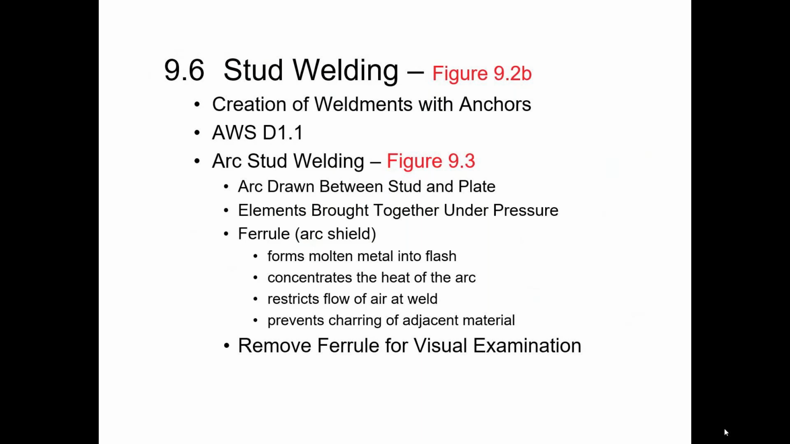One of the things that's important to remember about those ferrules is that because they are there, they cover up the weld. So after you've welded that stud to the plate, that ferrule is still there. And in order to perform an adequate visual examination, you need to break that ceramic ferrule off so that you can then see the weld and make sure that you have an adequate weld of that stud to the plate.